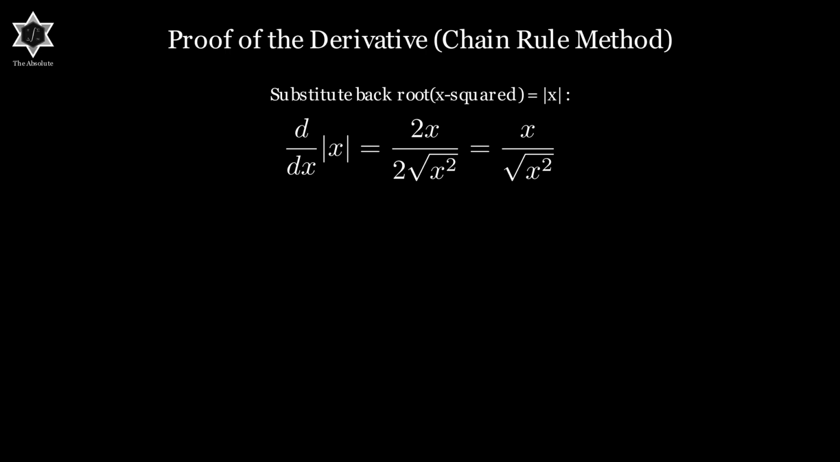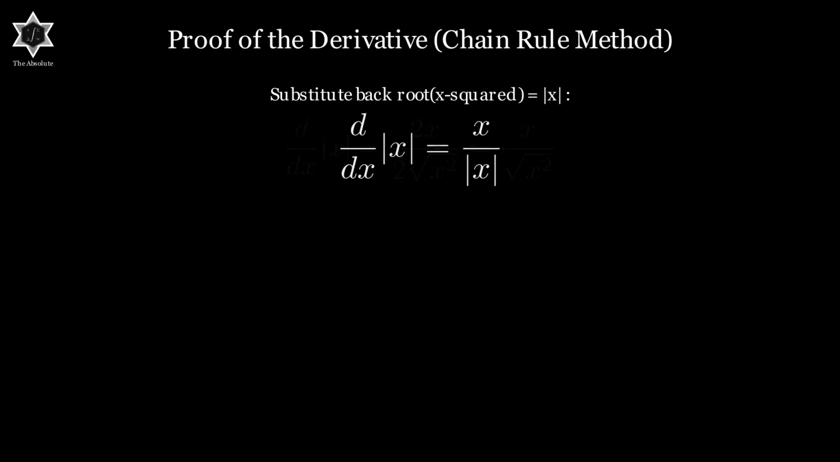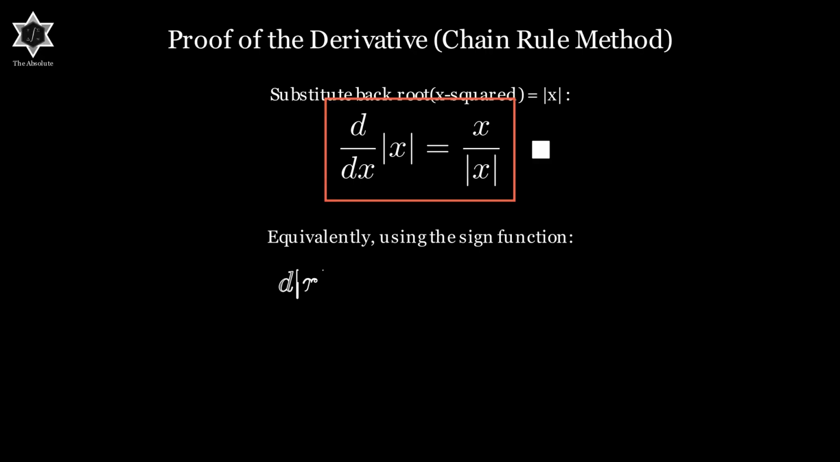And since the square root of x squared is exactly the absolute value of x, we arrive at our final result. This completes our derivation using the chain rule. Equivalently, using the signum function notation, this is the signum of x, for all x not equal to 0.